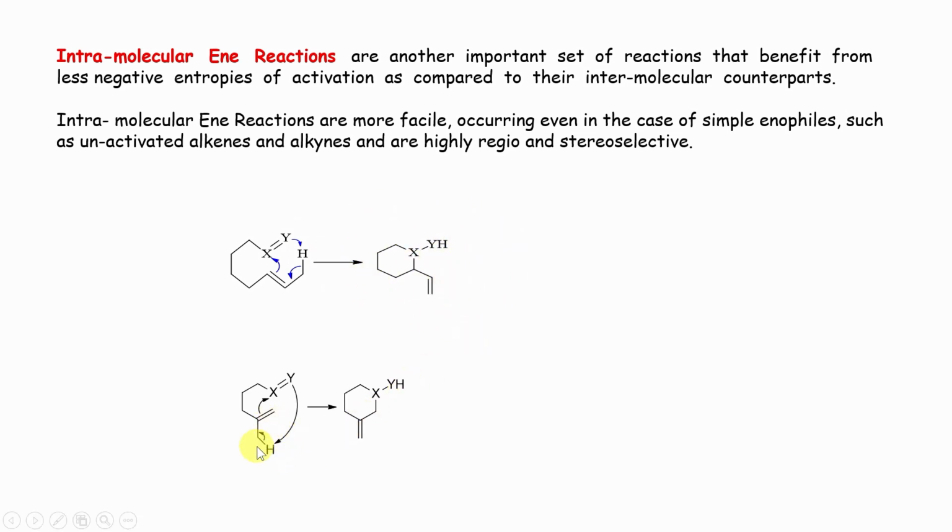Similarly, this molecule, here it is the Ene part, it is the enophilic component of the same molecule. Hydrogen shifts from this ene part to the enophile part, thereby this product is obtained. Similarly, see here also the hydrogen is shifted from this carbon atom towards the enophile component, to the atom Y, thereby this product is obtained.